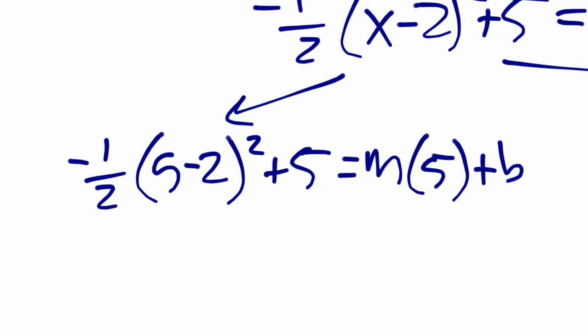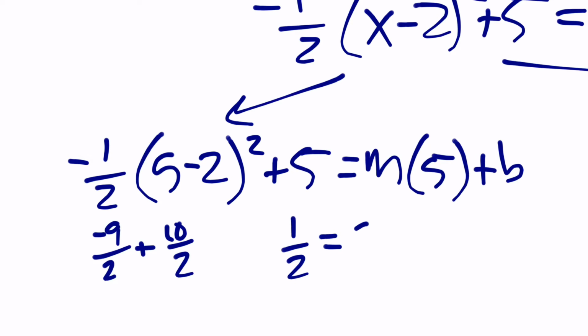The left side is just a number. Figure out what it is. 5 minus 2 is 3. 3 squared is 9. 9 times negative 1/2 is negative 9/2. So I have negative 9/2 plus 5. Negative 9/2 plus 5 can be written as 10/2. So I have negative 9/2 and a positive 10/2, which means I'm left with a 1/2. 10 minus 9 is 1/2. Has to equal 5m plus b.